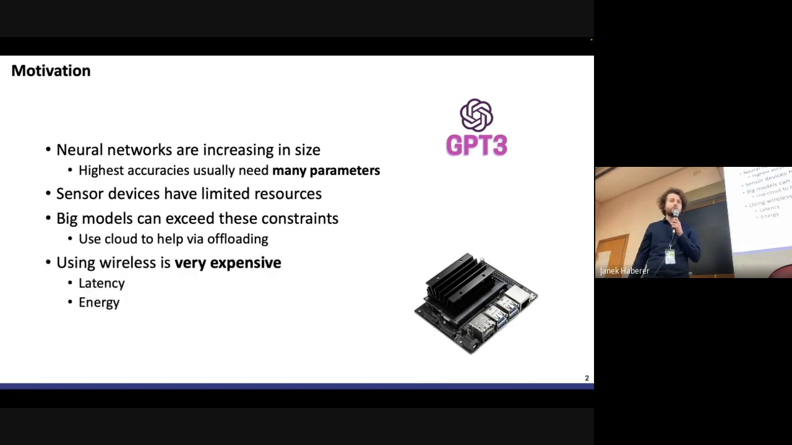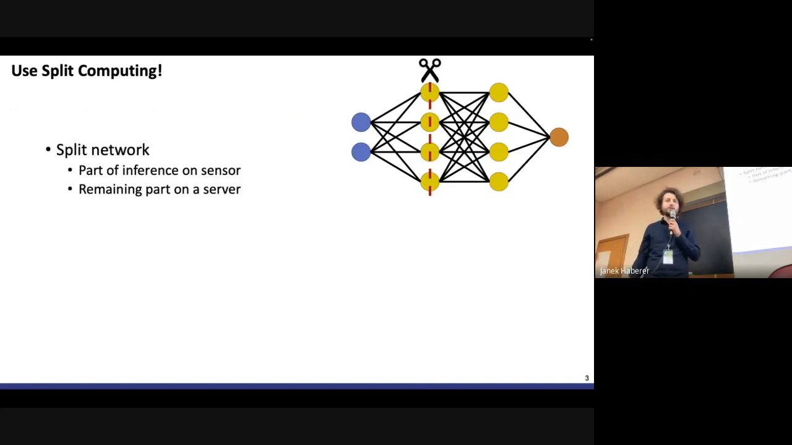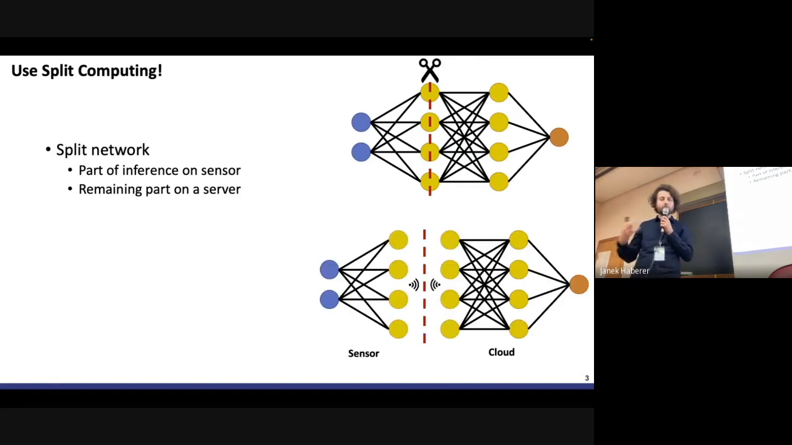And here, however, we have to keep in mind that I'm talking sensor devices, maybe even battery-driven, who use wireless. Transmitting data directly to the cloud via wireless is very expensive. So we have to keep latency and energy in mind. And what we can do is use split computing. So assume we have some simple network. We can split it at some certain hidden layer. We do some part of the inference on the sensor node, and then we transmit the intermediate results to the cloud and do the rest of the inference there.